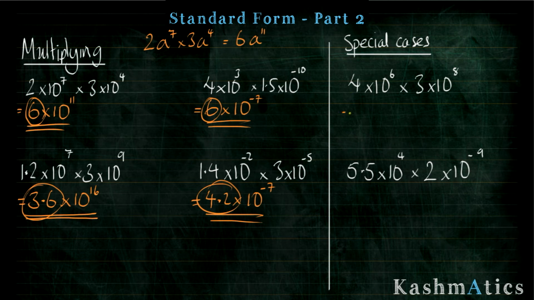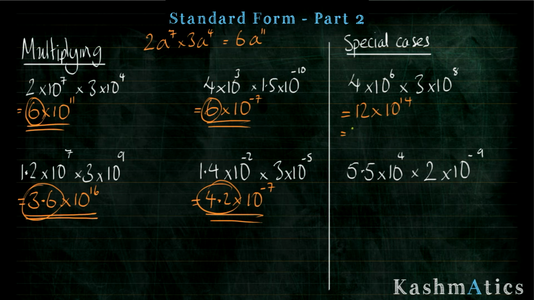But over here, we're going to end up with a bit of a problem. Because if I do 4 times 3, I get 12 multiplied by 10 to the power. Now you do 6 plus 8, which is 14. Now at first glance, it looks like it's in standard form, but it actually isn't. Because the 12 is outside of the valid numbers for A. Okay, it's got to be between 1 and 10, and that's not.